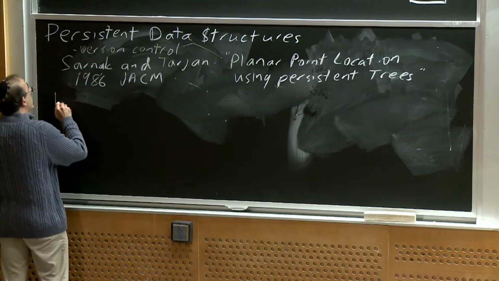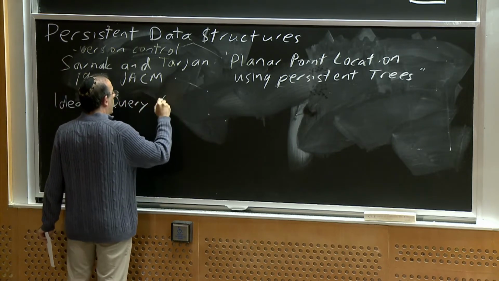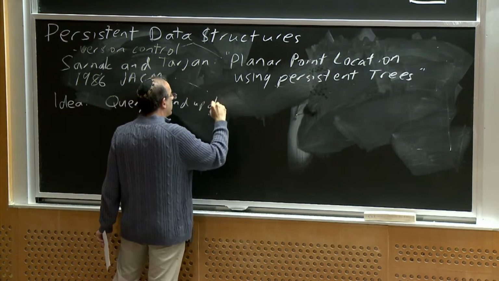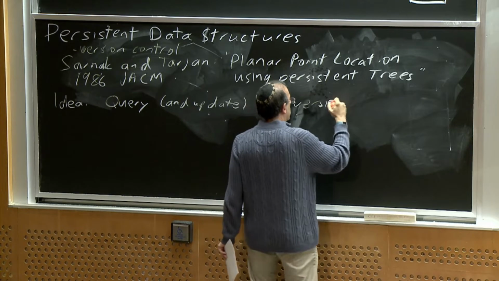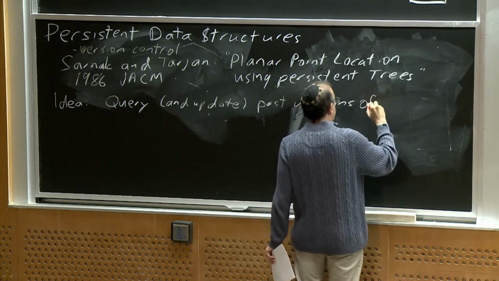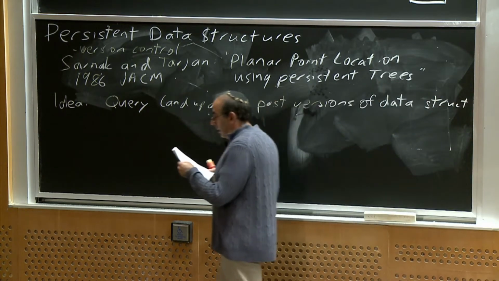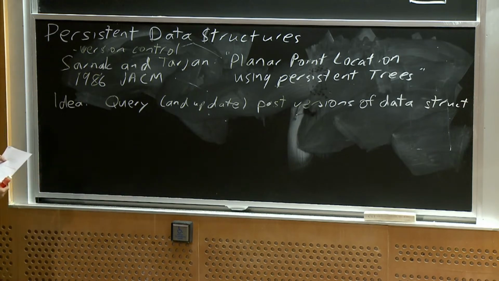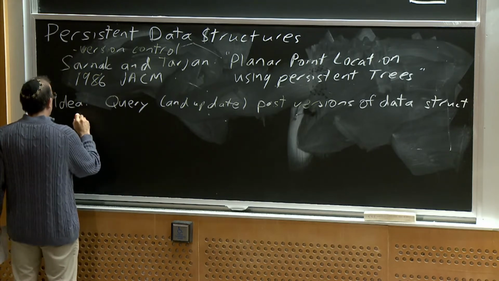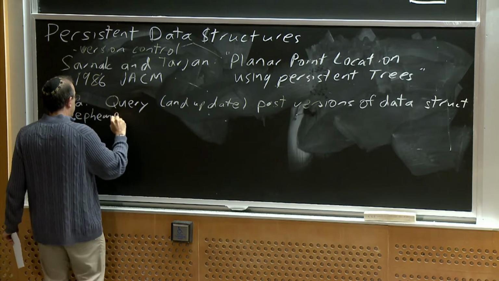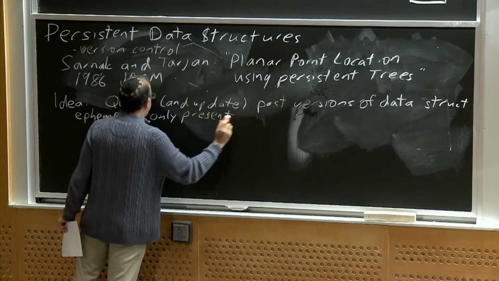So again, the core idea is to query and sometimes update past versions of your data structure. And Sarnak and Tarjan kind of developed this taxonomy. They talk about ephemeral data structures, where you can only access their present state.